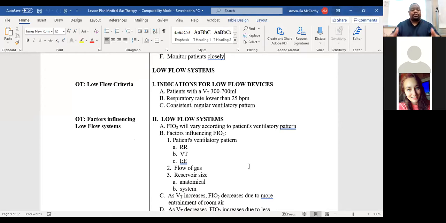So today we're going to talk about both systems, and we're going to first talk about the indications. Indications for low flow devices and indications for high flow. Really not hard, okay? Just have to think every time: does this patient qualify for a low flow or does he qualify for a high flow system?